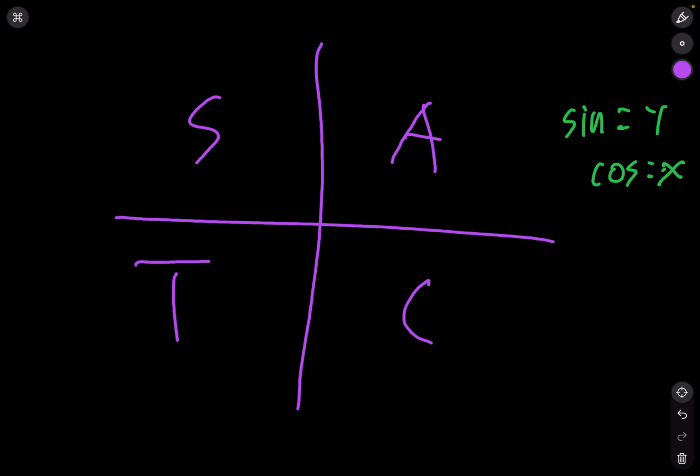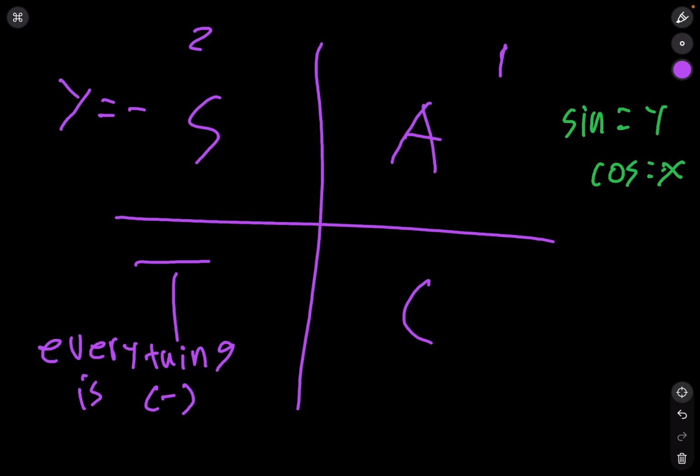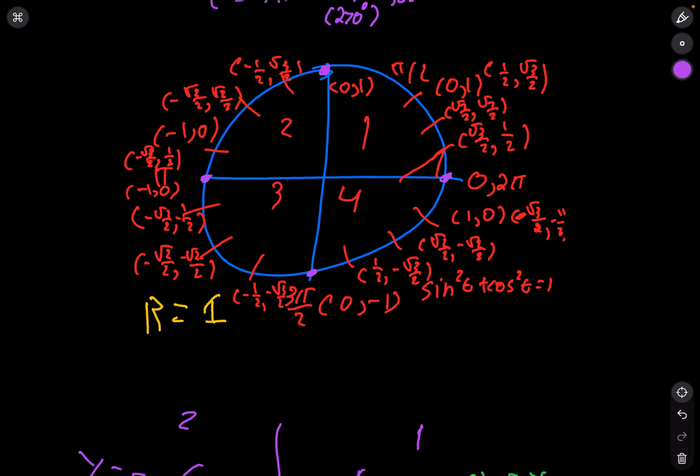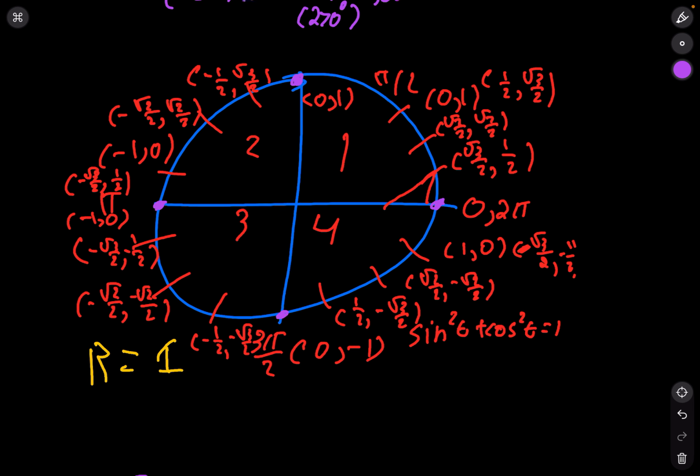And so from here, I actually have a little acronym that my calculus teacher told me about. The little acronym is All Students Take Calculus. Before I get into this, I have to tell you that sine is equal to the y coordinate and cosine is equal to the x coordinate. So what this means is that when we look at the different quadrants of the unit circle, in the first quadrant, everything is positive.